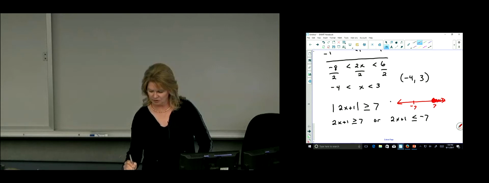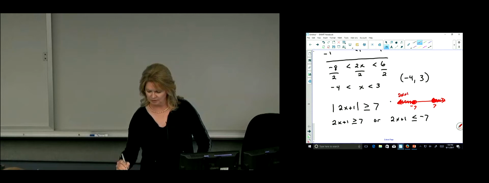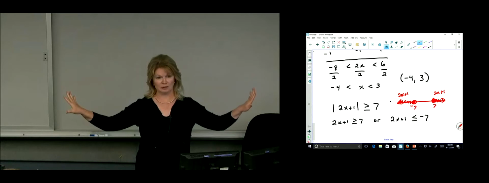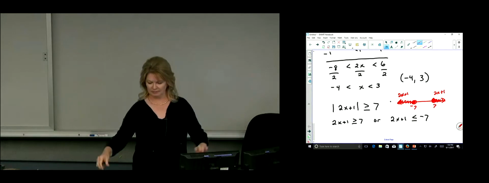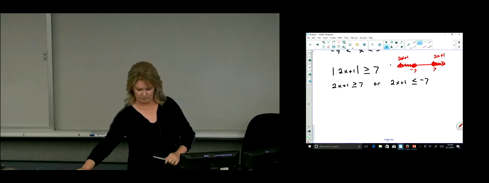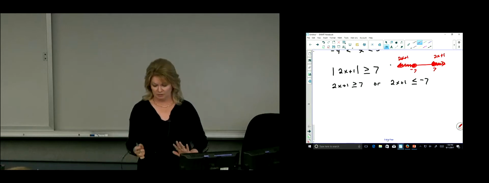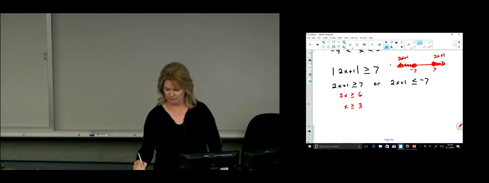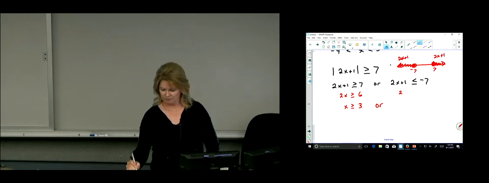Remember, this is the picture you kind of have in your mind. You're needing 2x plus 1 to land you on one of those extreme areas. Okay. And then you just solve each part. So subtract 1, divide by 2, subtract 1, divide by 2.